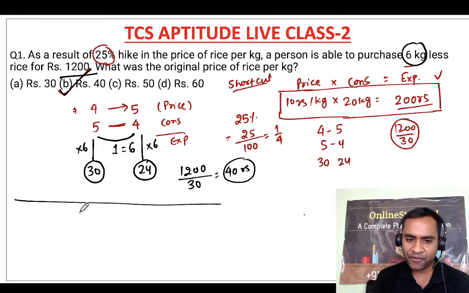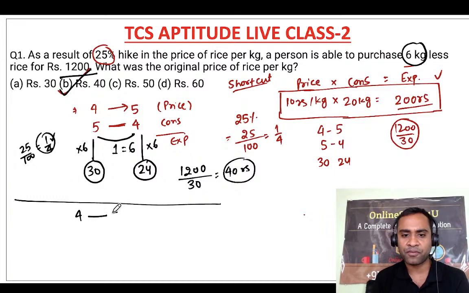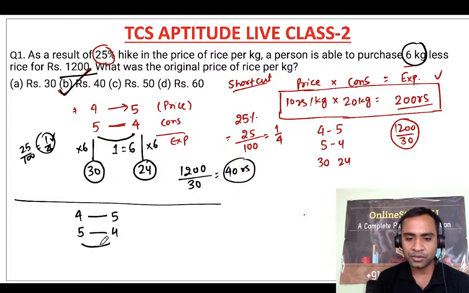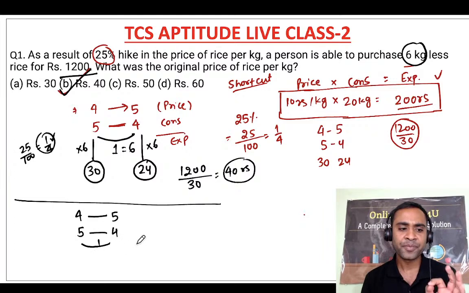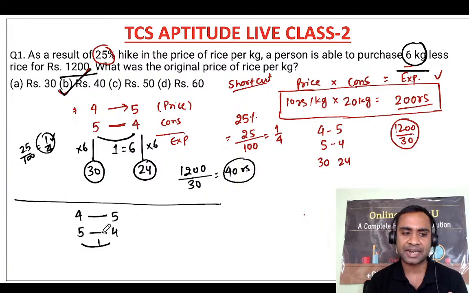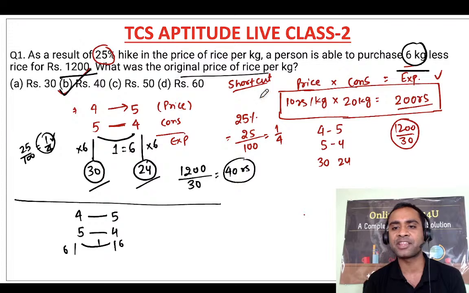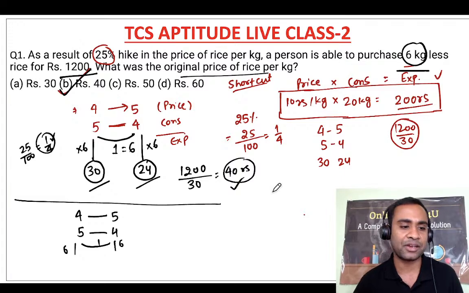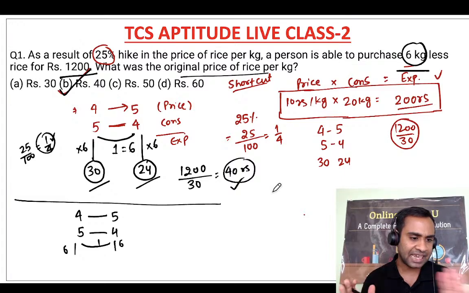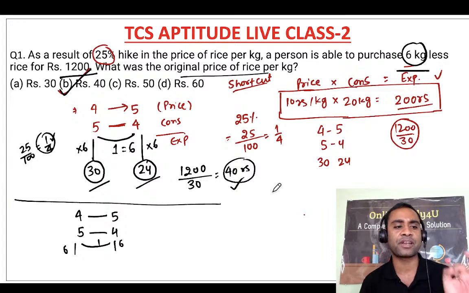I told you 25% hike, that means 25 by 100 is nothing but 1 by 4. So the price has been increased from 4 to how much? 4 plus 1, 5. Then the consumption will be 5 to 4 because the expenditure remains the same. Now the difference is 1, but the actual difference they are telling is 6. So 5 into 6, 30, 4 into 6, 24. Earlier they were buying 30 kg, now they are buying 24 kg. They are asking the original price. So in 1200 rupees they were buying 30 kg, that means the price is 40 rupees. That's all done. So 60 is the wrong answer, 40 is the correct answer.